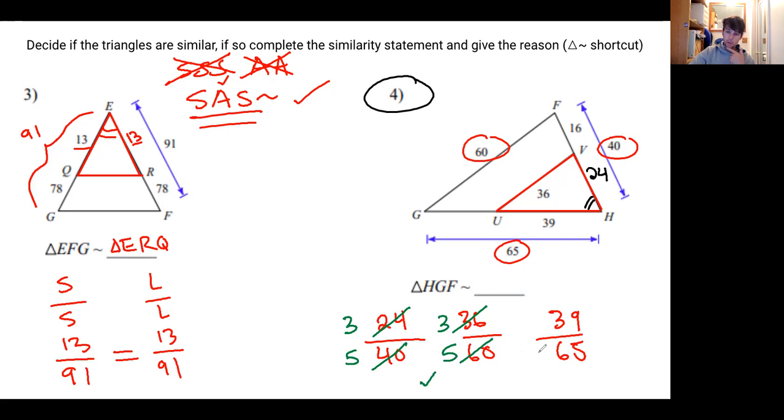One last one to go. This one's a tough one. They're both divisible by 13. Not an obvious number. 39 divided by 13 is 3. 65 divided by 13 is 5. So, yep, they're all equal ratios, so these are similar by SSS similarity. And let's go ahead and finish this statement.